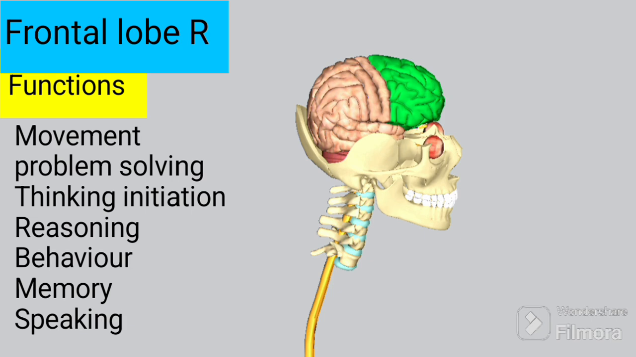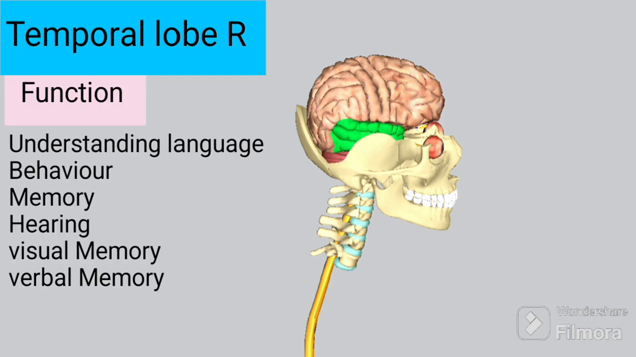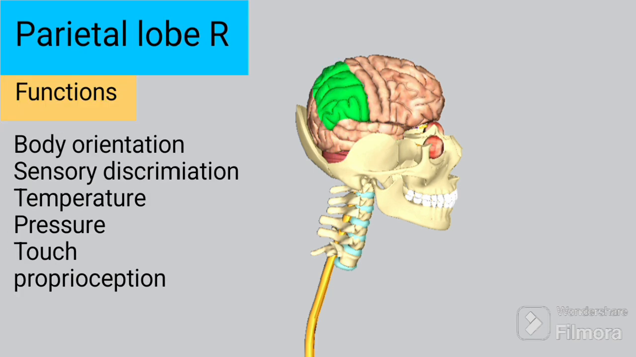It is associated with our brain's ability to reason, think, initiation, behavior, memory, speaking, and also movement. Temporal lobe is located near our ears, the sides of the brain, and is associated with processing our perception and cognition of auditory stimuli. Its functions include understanding language, behavior, memory, and hearing.